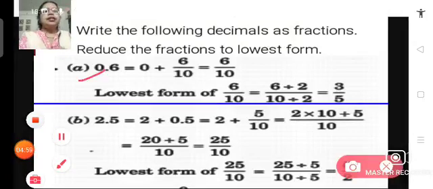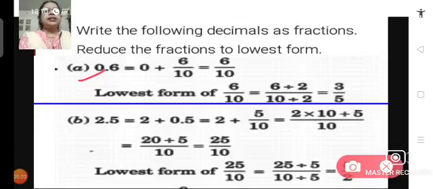First one is 0.6. Children, 0.6 means it is 6 tenths. So we can write it as 0 plus 6 upon 10. Now 6 upon 10 is the fraction. Let us reduce it to the lowest form.